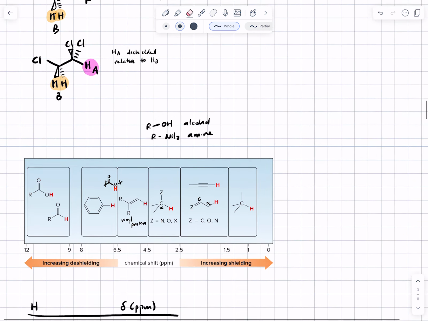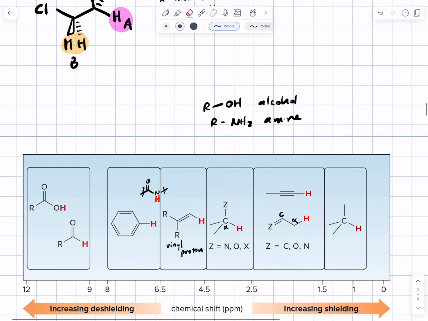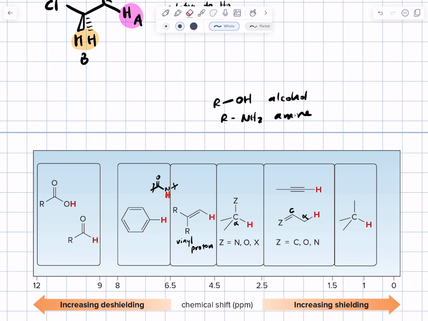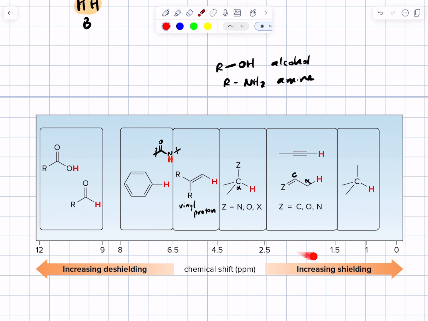All right, so now we'll talk more broadly about different kinds of functional groups and the chemical shifts that they show up at in an NMR spectrum. Here is a schematic of that. This can also be shown to you in table format from zero chemical shift on the right to a chemical shift of around 12 on the left, where chemical shifts on the right-hand side are more shielded and protons that absorb at chemical shifts on the left-hand side are more deshielded.